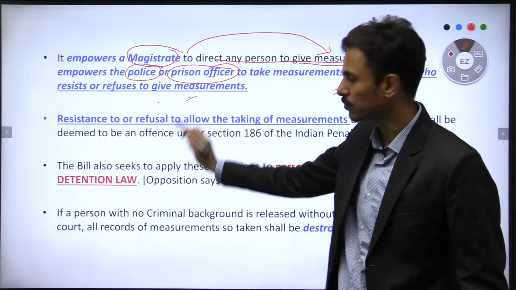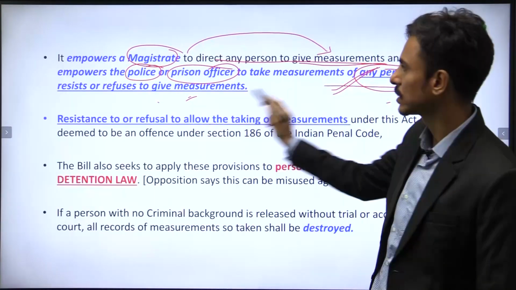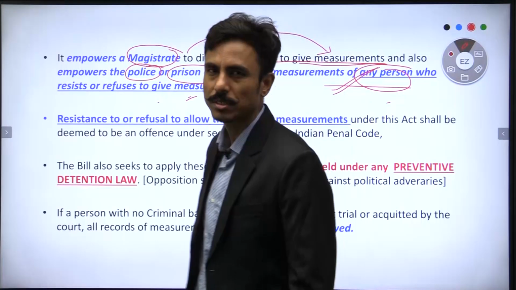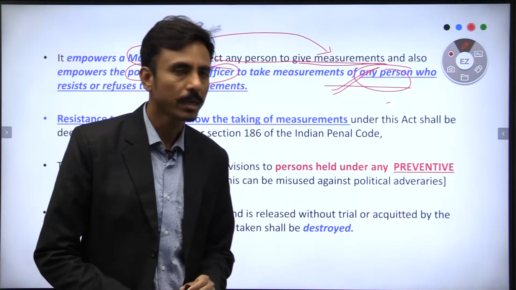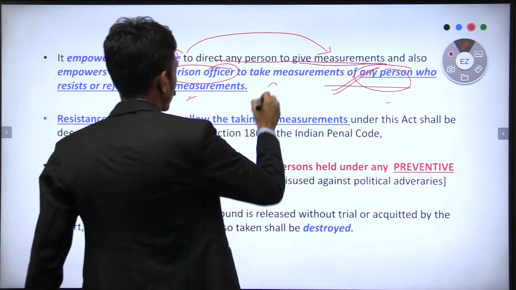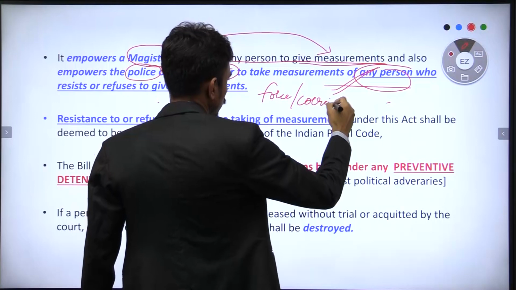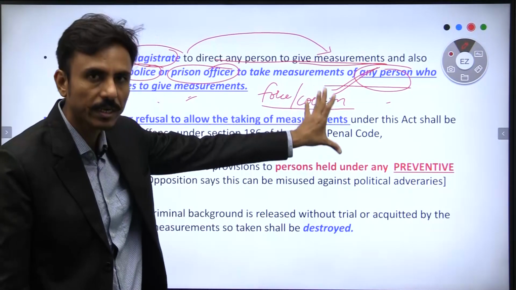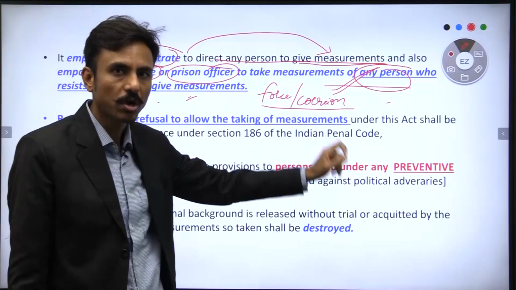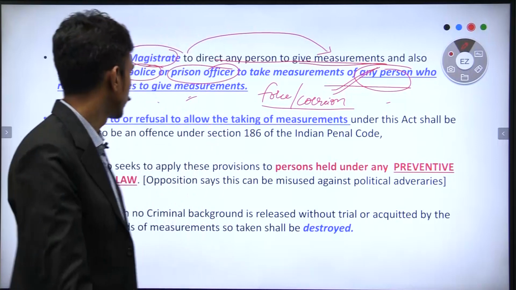If you refuse to give those samples, then the police or the prison officer may take them forcibly, right? So this is a very sensitive part of the bill. That means there is a use of force or coercion, and in this way many opposition leaders are saying that it violates Article 20 Clause 3, which talks about self-incrimination. We'll understand this in the coming slides.